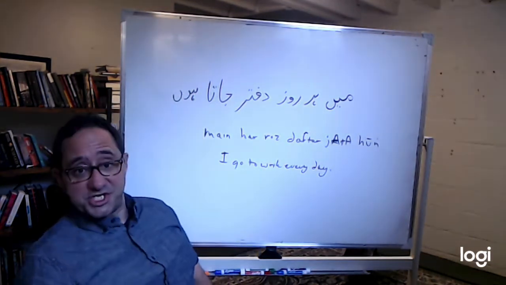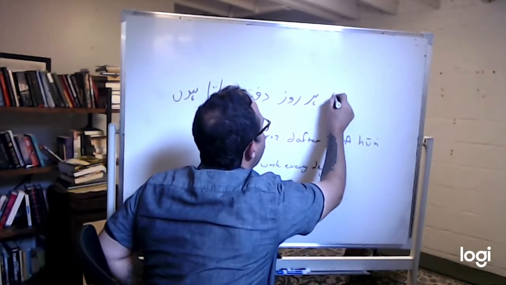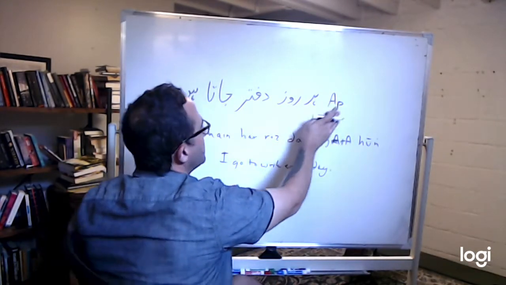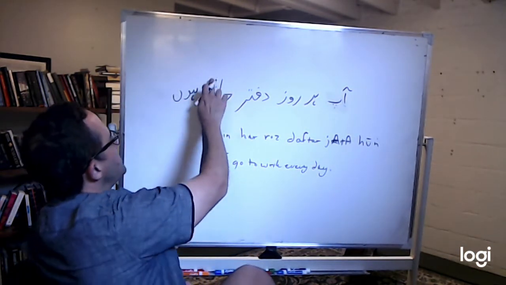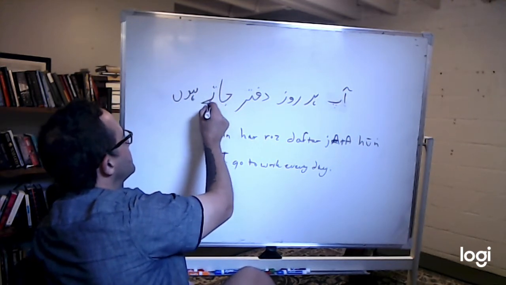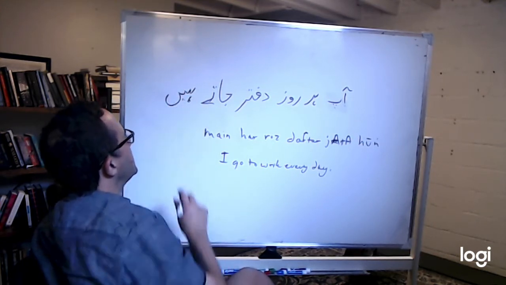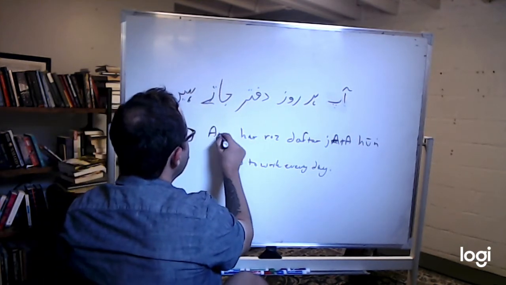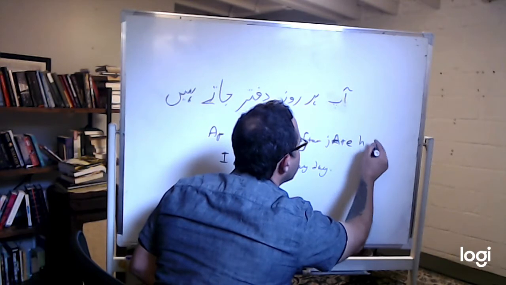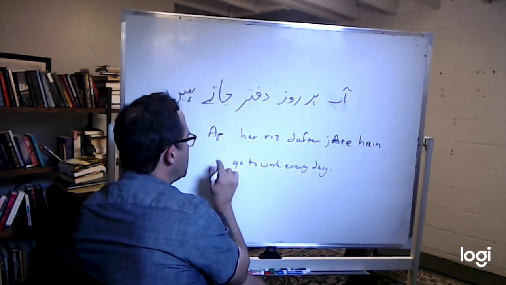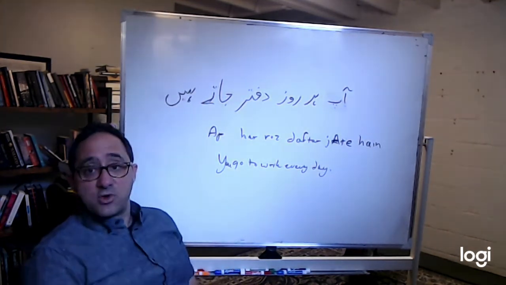How do you turn this into a question? Okay, let's change it to you. आप हर रोज दफ्तर जाते हैं. This is a man you're talking to. You go to work every day. How do you make a question out of that?